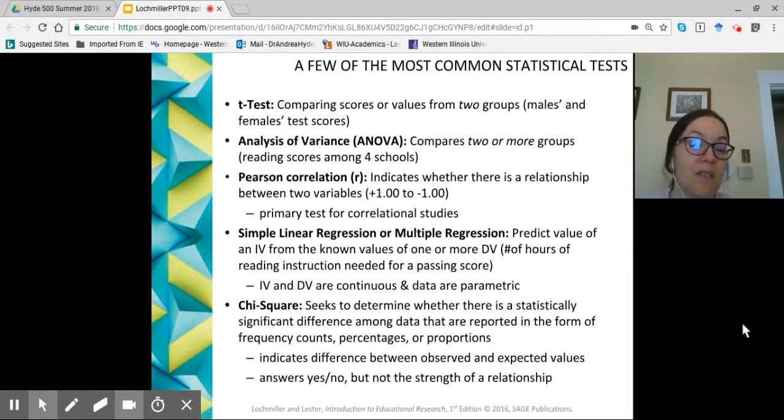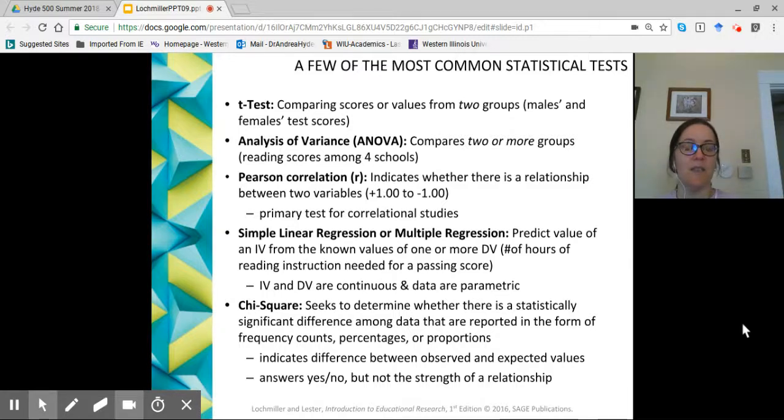The Pearson's correlation, or Pearson's r, sometimes written as a little r, I think it's also slanted off to the side too, indicates whether there's a relationship between two variables. And this is the primary test to use in correlational studies. Maybe it's the only test you're going to use if you just want to find out whether there is a relationship between two variables. And you're going to get a score somewhere between positive 1.00 and negative 1.00, if there is a relationship on either side.